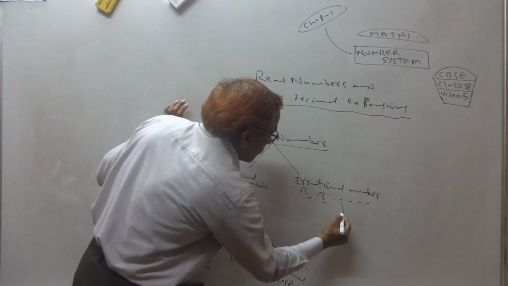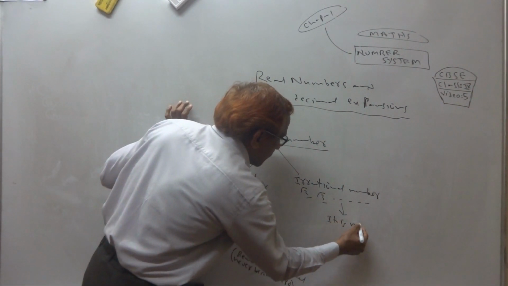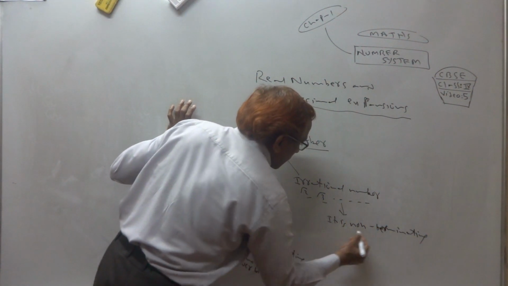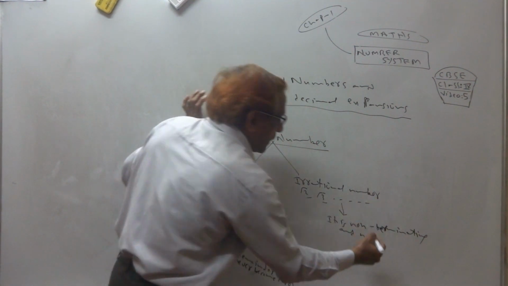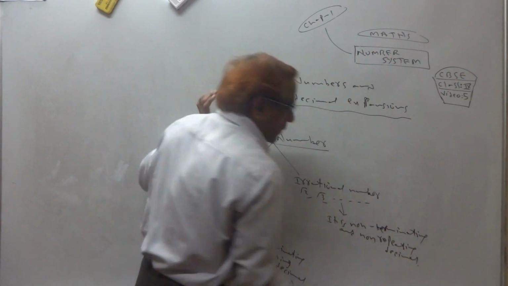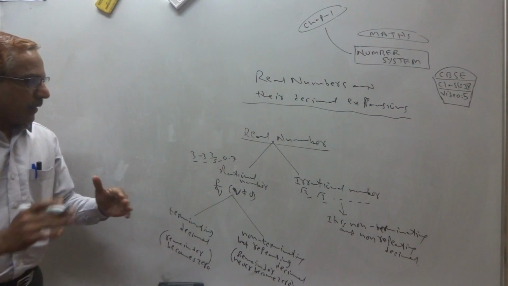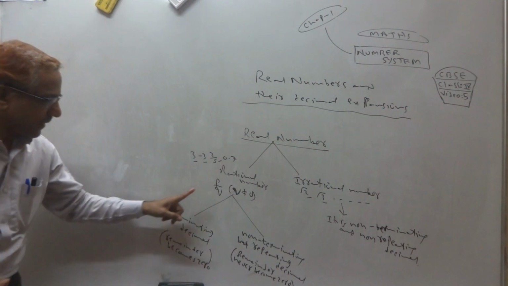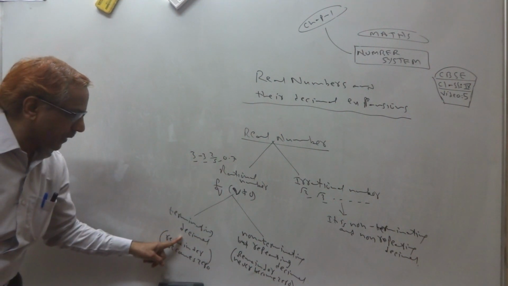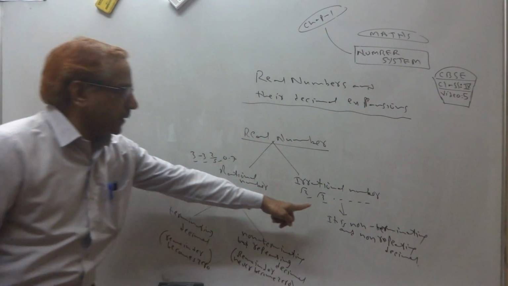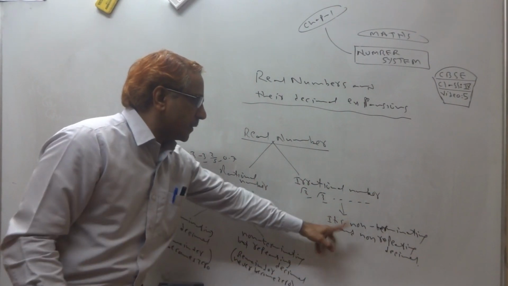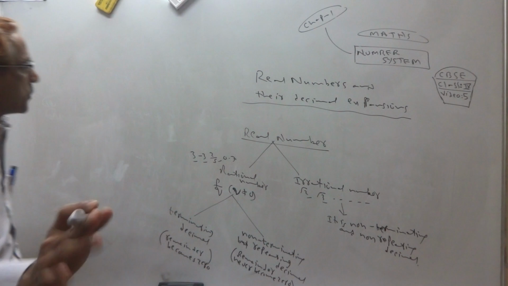And what is an irrational number? It is always non-terminating and non-repeating decimal. So this is the main idea about decimal expansions. A rational number has two types of decimal expansions, terminating decimal and non-terminating but repeating. An irrational number always has non-terminating, non-repeating decimal. I show you now the examples.